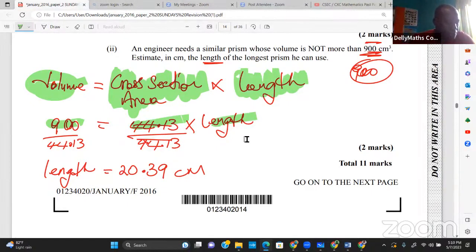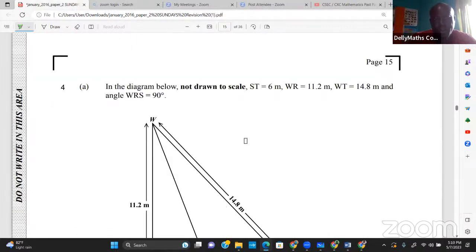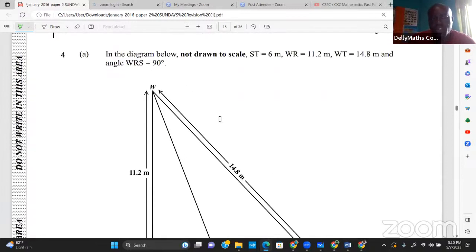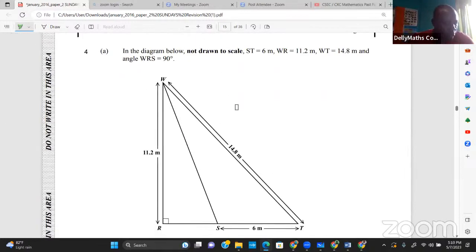All right. Now, all right, let's go. Next question. So now we're in trigonometry. Let's see what it says. It says here, in the diagram below, not drawn to scale, ST is equal to 6. We're seeing that. WR is 11.2. WT is 14.8.